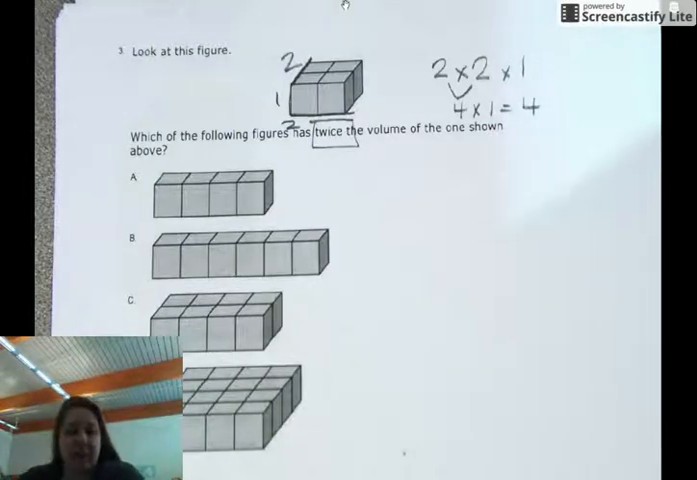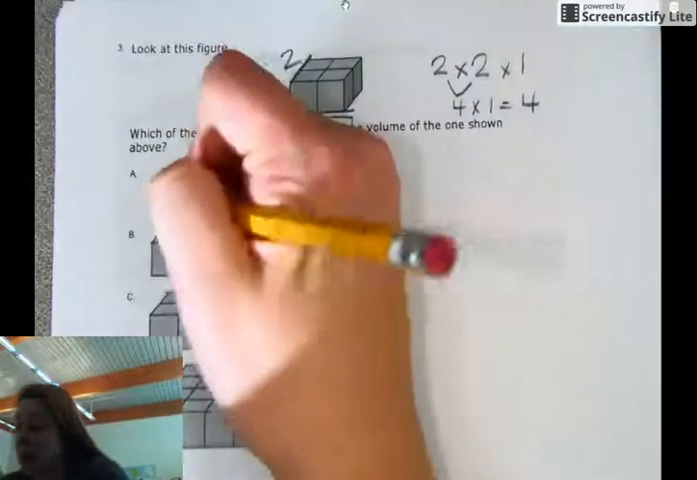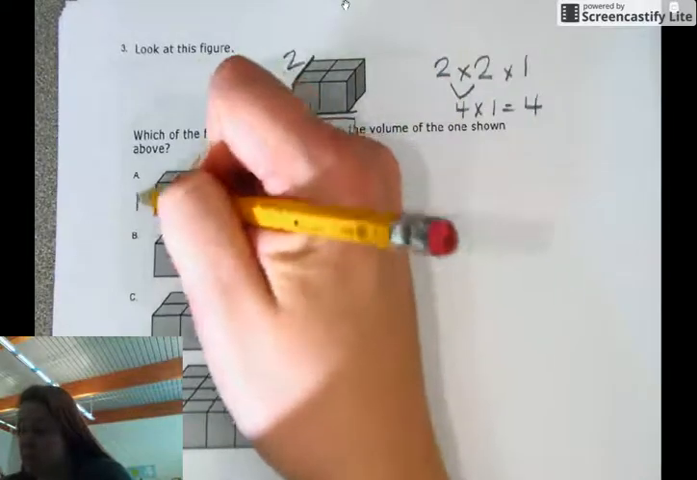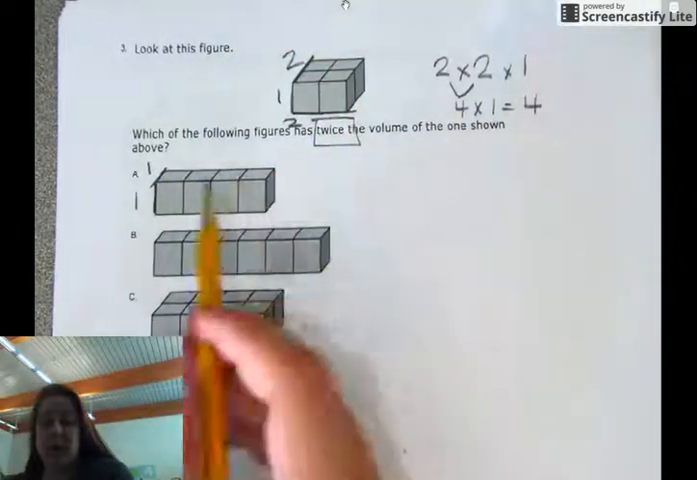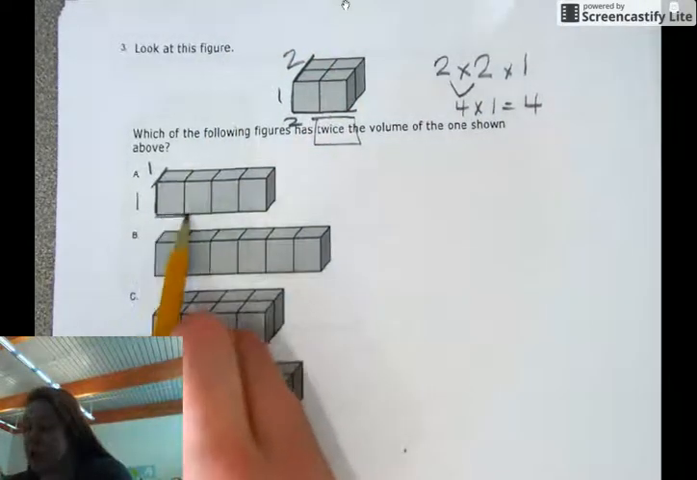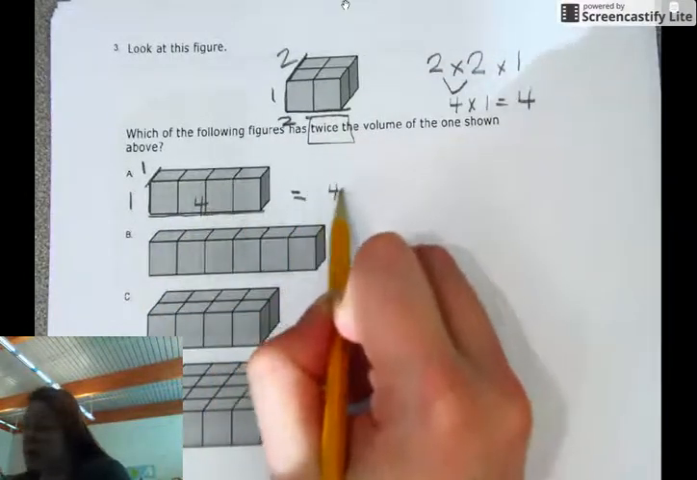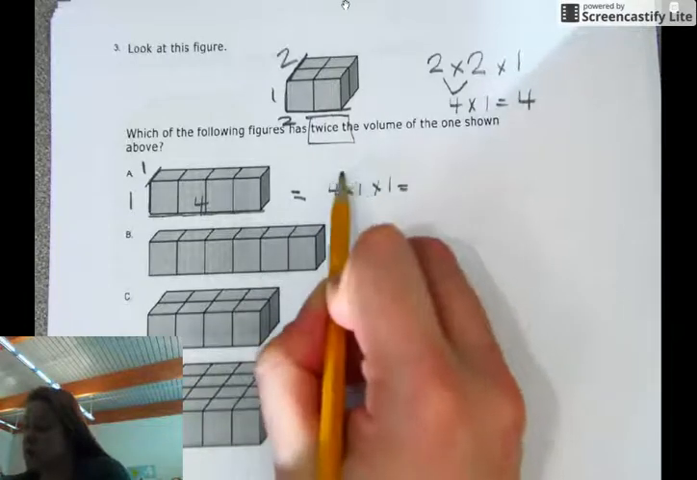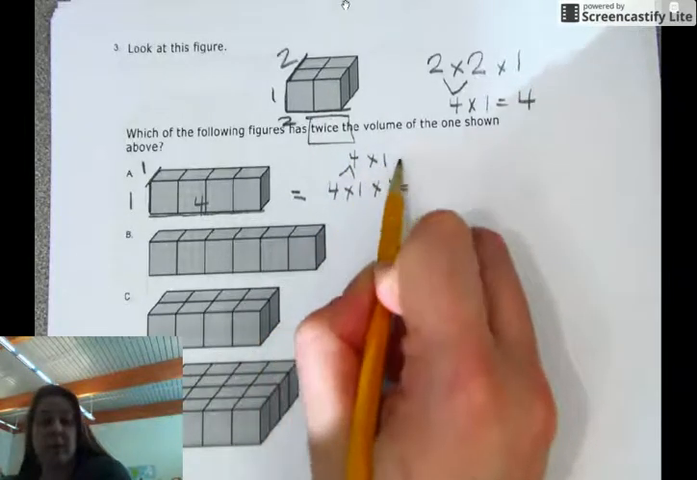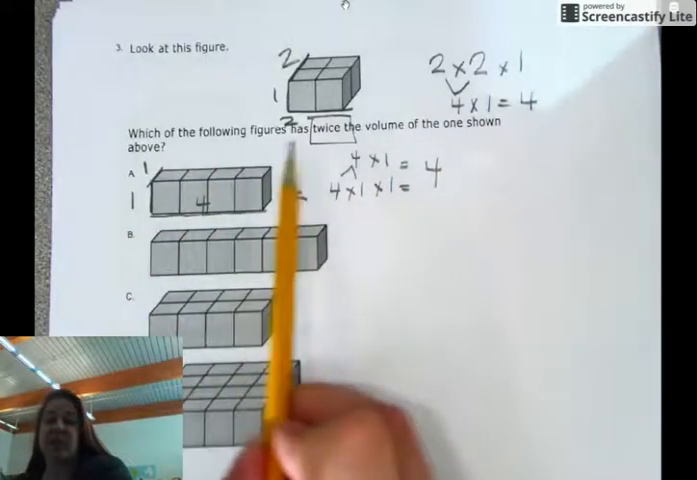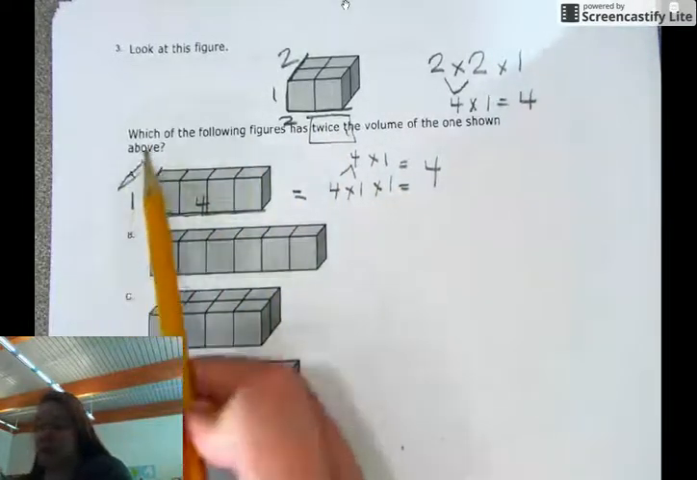So if the figure above is 4, my volume below has to be 8, right? So let's look at the first box. I have 1 in width, 1 in height, and 1, 2, 3, 4 in length, so I have 4. When you take that, you go 4 times 1 times 1. This gets me 4. That is not twice the volume, so A cannot possibly be the answer.